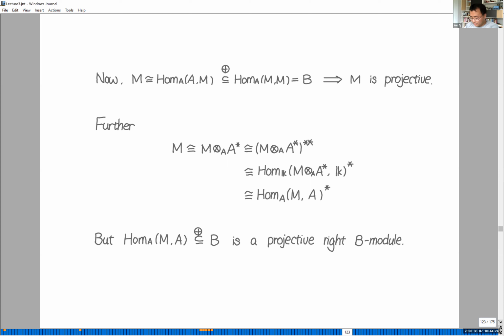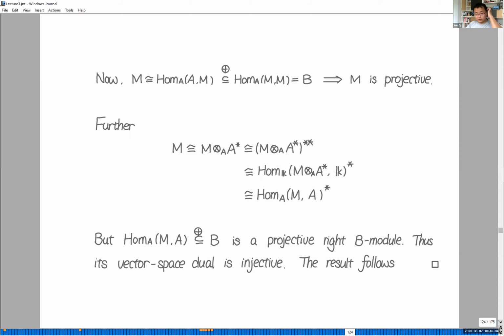But this Hom of A into an injective module A is, if you know what this is, essentially the Verdier dual or Serre functor on the A module category. But this is also a projective B module, essentially because the right A appears again as a summand of M. So this appears as a summand of B again as a right B module. And now you're taking the vector space dual of a projective module and you get an injective module. Therefore the vector space dual is also injective and the result just follows.